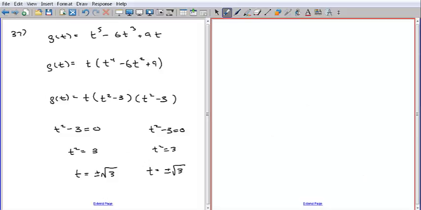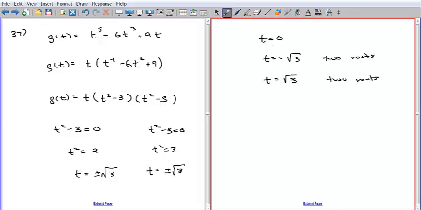So again, I have 3 zeros: when t equals 0, when t equals negative the square root of 3, and when t equals positive the square root of 3. But I have 2 roots at each of these square root values. So at these values we should touch the x-axis but not actually intersect it. It only intersects at this one.